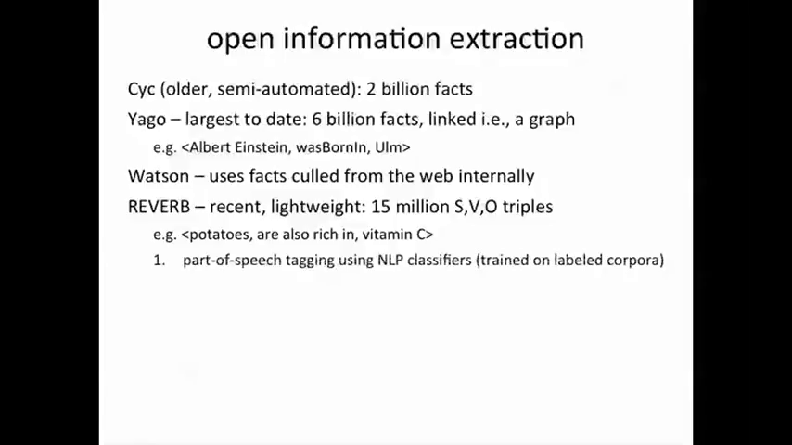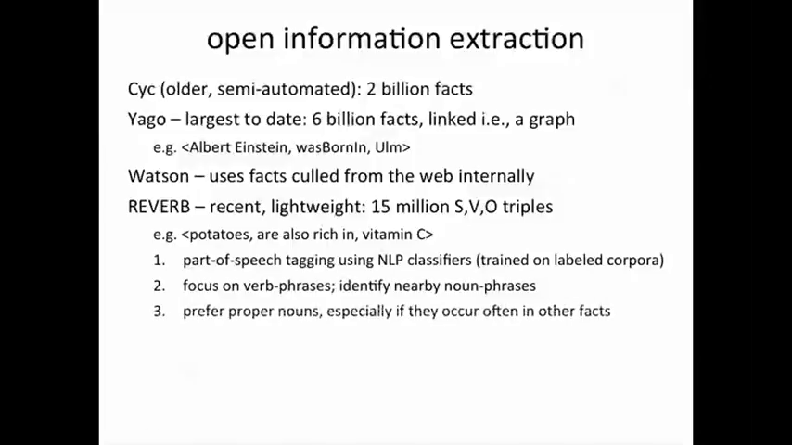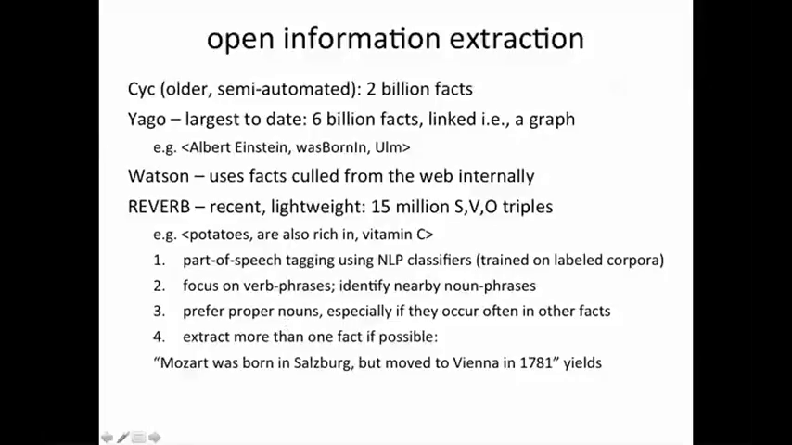The way Reverb works, just to give you a flavor for how such systems work, is first it tags each piece of text using natural language processing classifiers to say which is a noun phrase, which is a verb phrase, which is a preposition, etc. And then it focuses only on the verb phrases and figures out what are the nearby noun phrases using classifiers just as we have discussed. It prefers proper nouns, especially if they occur often in other facts, so that words like Einstein are preferred rather than person or scientist. And wherever possible, it manages to extract more than one fact from a piece of text.